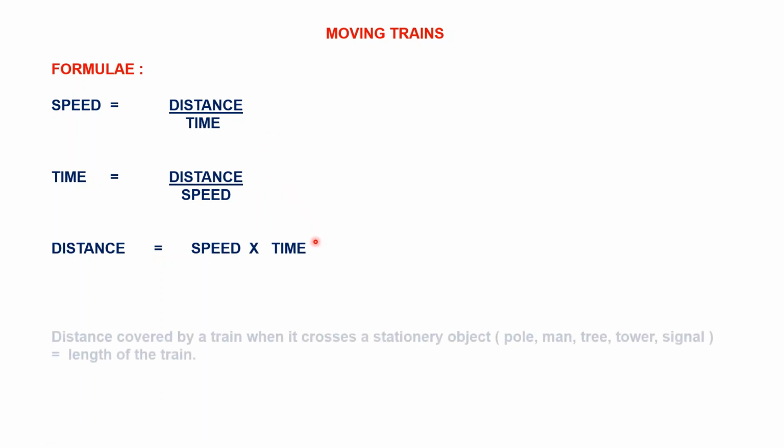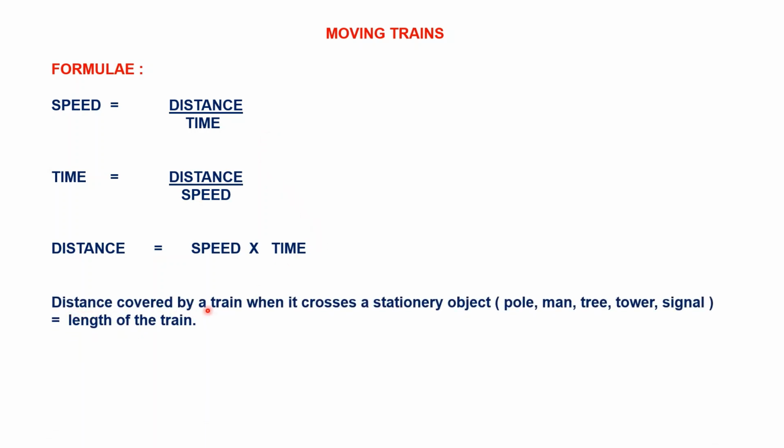Now regarding trains, the distance covered by a train when it crosses a stationary object. What is a stationary object? Something that is standing still, like a pole, a man, a tree, a tower, a railway signal. All these are stationary objects. So the distance that a train covers when it crosses a stationary object is the length of the train. So we have to remember to use the length of the train as the distance covered when it crosses a stationary object.